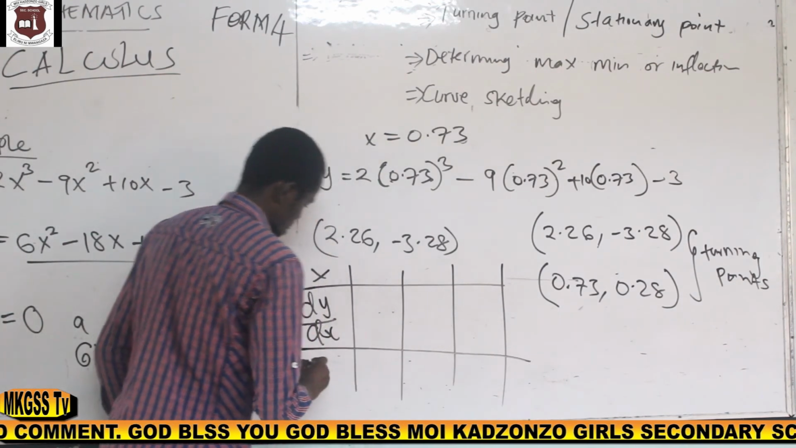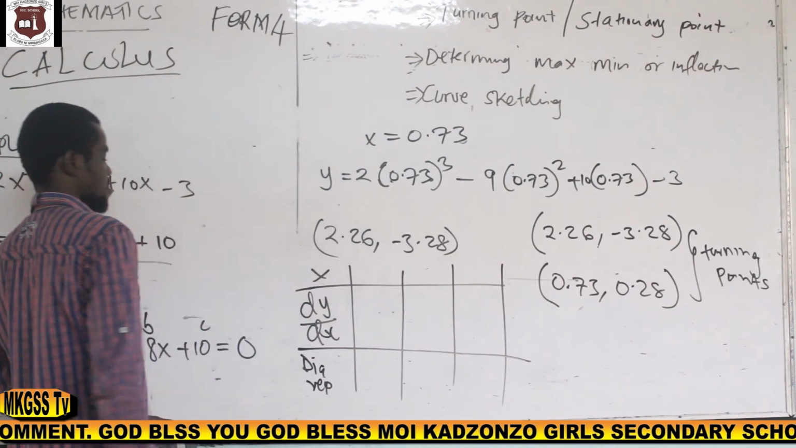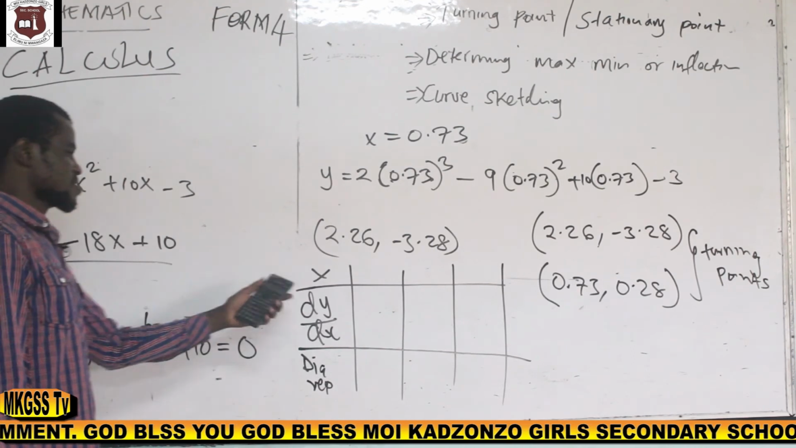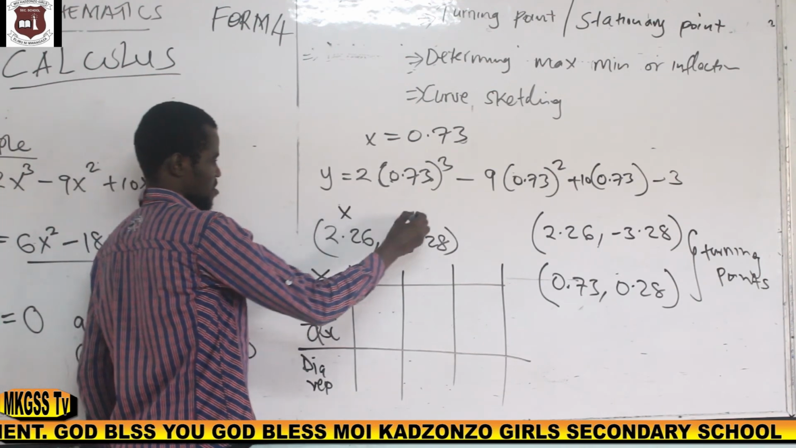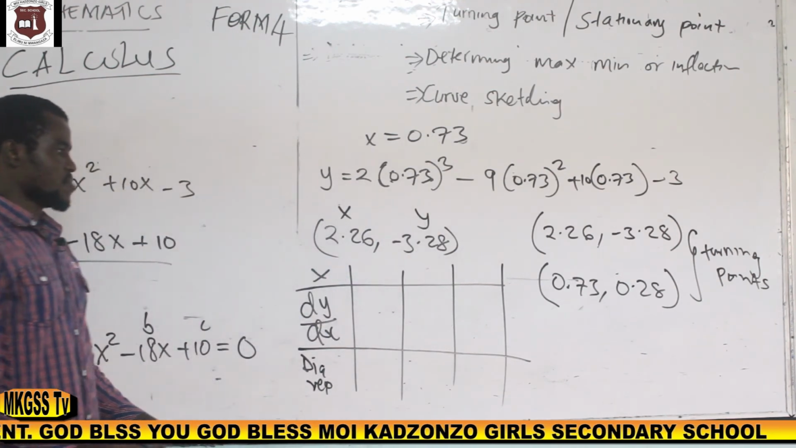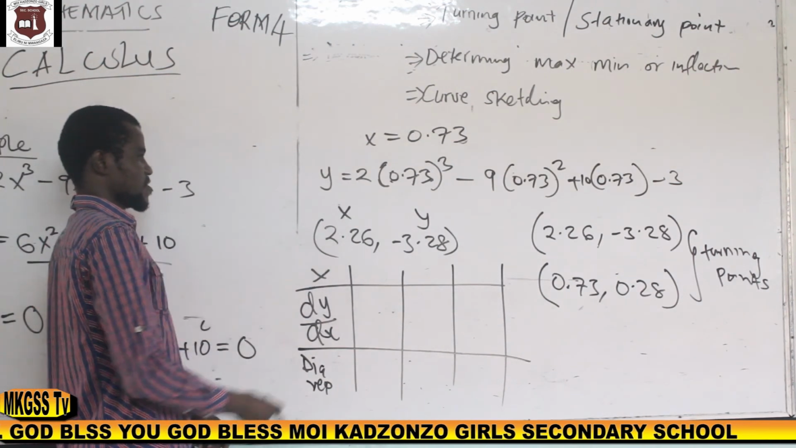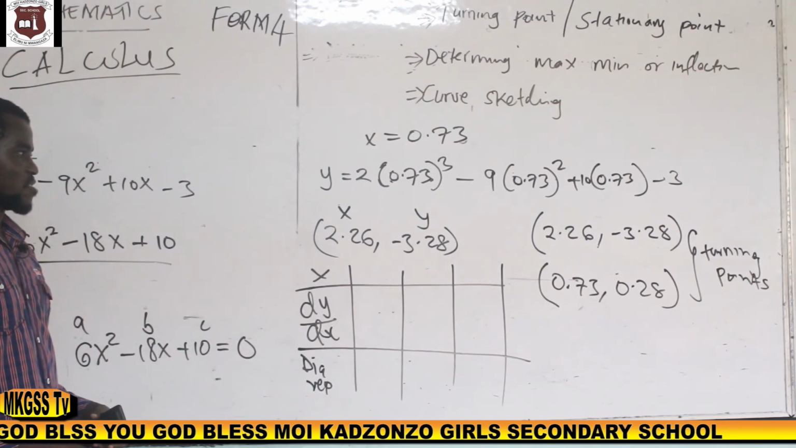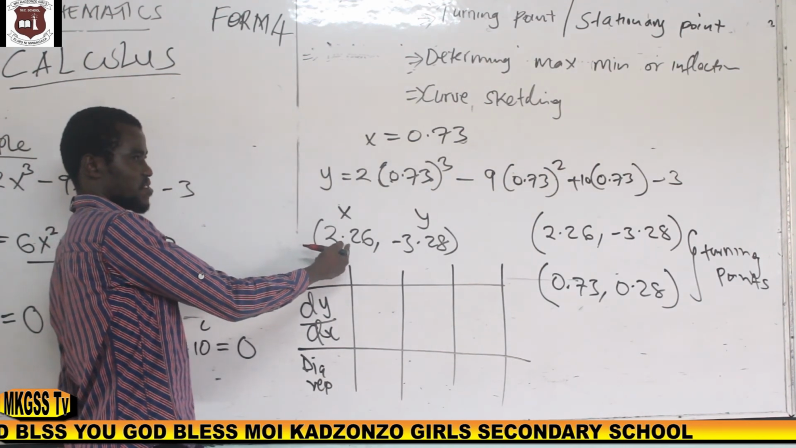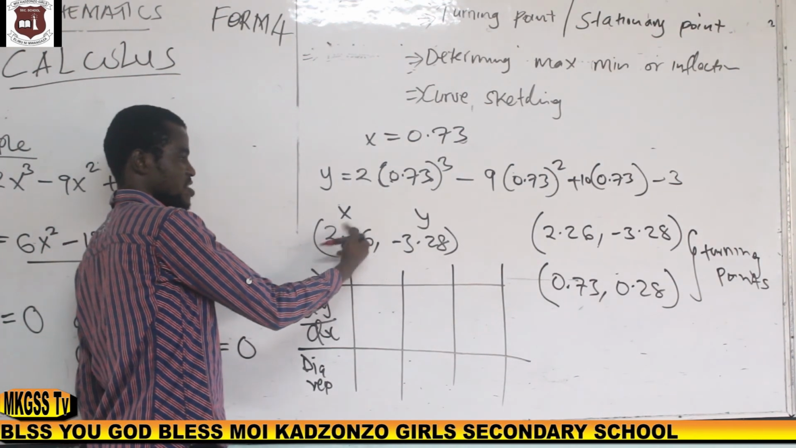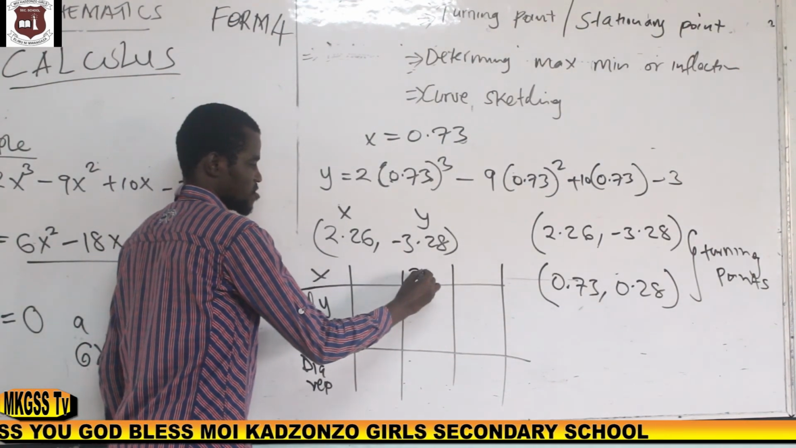Then the next row will have the diagrammatic representation. So let's start with the row of the values of x. Remember, the turning point we are concerned with is this. Giving the values of x, we go back to the turning point that we are concerned with. The x coordinate is normally put at the center there.